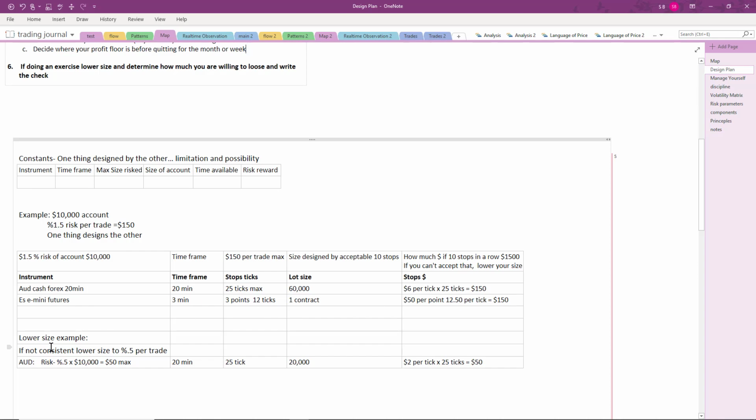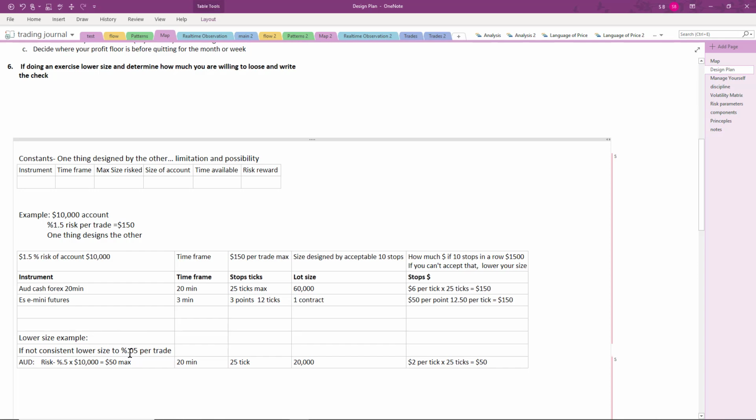And over here, this is a lower your size example, to do a 0.5%. For instance, in the Aussie 20-minute, 25 tick, I can lower my size down to 20,000, risk $2 per tick. So even though this is my max, if I'm learning or if I'm even having trouble, I will lower my size. And you decide. I recommend 0.5% or lower as you're learning or as you need to get a handle back on this thing.